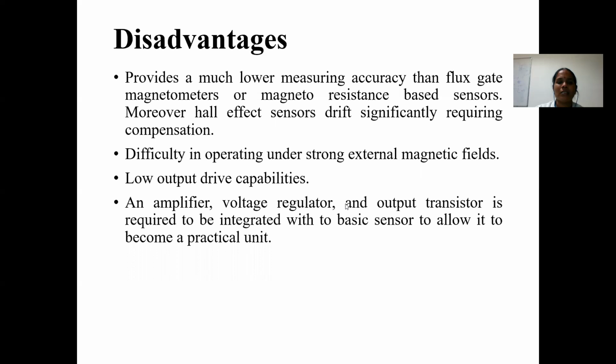Whereas the disadvantages are lower measuring accuracy than magnetometers, difficulty in operating under a strong external magnetic field, low output drive capabilities, and an amplifier, voltage regulator, and output transistor are required to make it a practical unit.